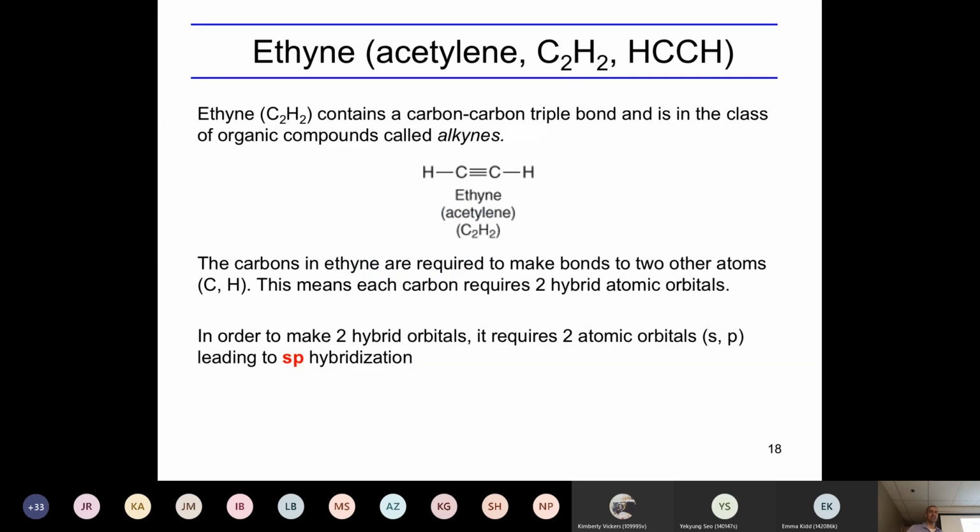Ethyne, also called acetylene, C2H2, is one more example. This is a compound where the carbon has a triple bond and a single bond. When you have carbons that have a triple and a single, we say that these carbons are sp hybridized. Remember, the carbon had s, px, py, pz to start with. We're going to take two of them, the s and one of the p's, mix and match them to make two sp orbitals, and we still have the original p orbitals left over.